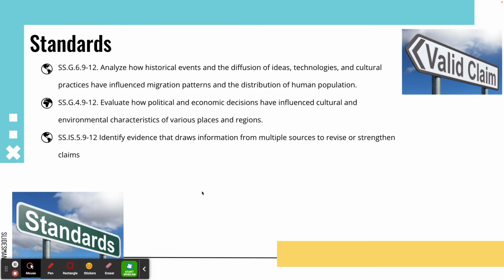Here are the standards that I'm going to be focusing on. So, looking at historical events and evaluating how political and economic decisions have influenced cultural and environmental characteristic changes. I could spend a lot of time talking about those two areas because this conflict is just very big, but I won't. And the main thing that they're going to be doing that goes with standards is this last one: identifying evidence that draws information from multiple sources and to revise and or strengthen claims.